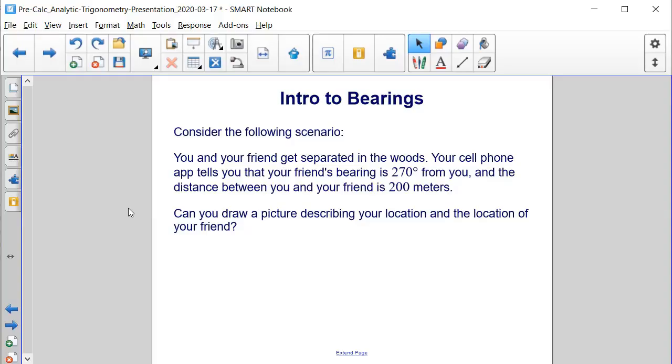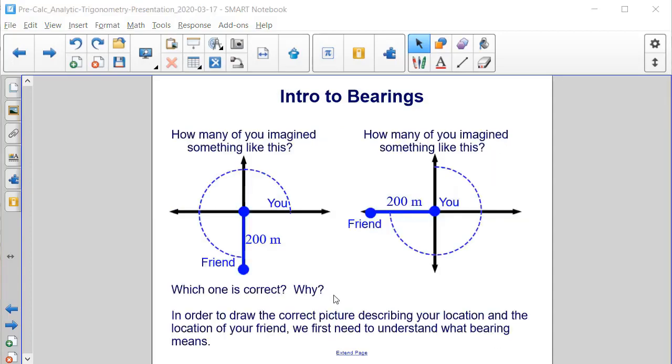Please take a moment to pause this video to try to draw this picture, and when you're finished, unpause it. There are probably two scenarios that could have occurred when you drew your diagram. Some of you could have imagined something like this, whereas others could have imagined something like this. Which one is correct and why? Well, in order to draw the correct picture describing your location and the location of your friend, we first need to understand what bearing means.